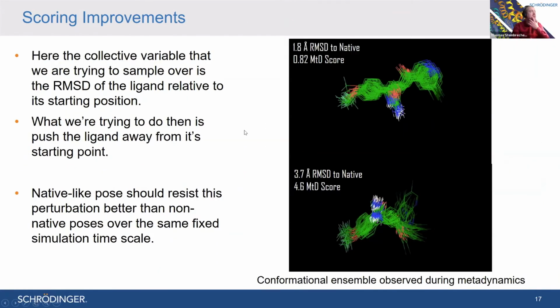We're not doing a complete unbinding simulation. We're instead using this metadynamics on the bound poses to see how deep is the well that the ligand is in. Is it easy to push it out? Is it easy to disrupt a lot of the interactions that it has formed? And we have seen that this is usually harder for native bound conformations than non-native ones. So if we can see it's easier to disrupt them, that is an indication that the pose is not quite stable.